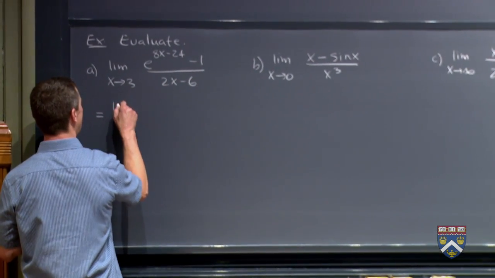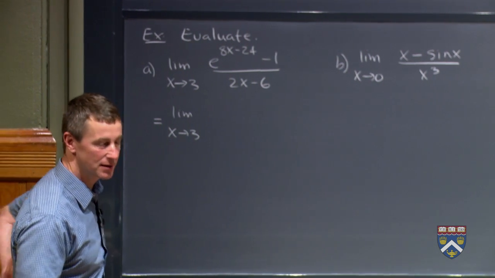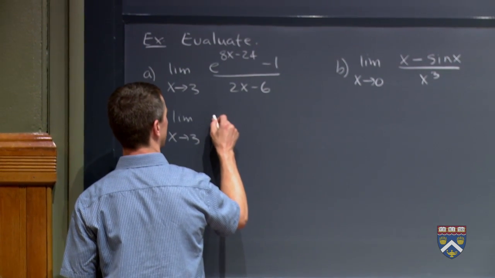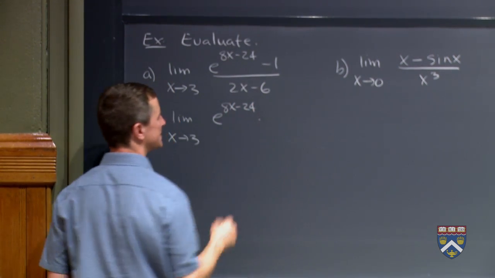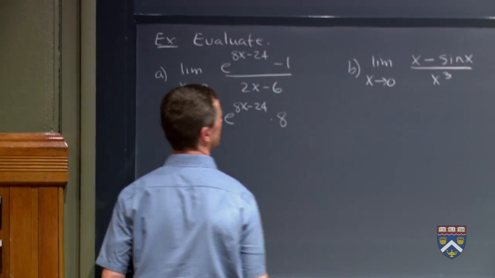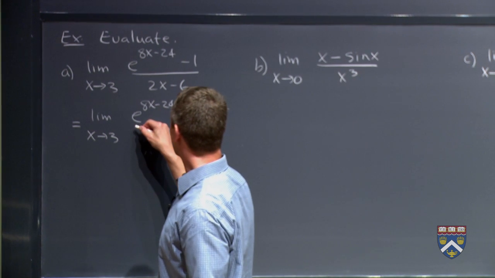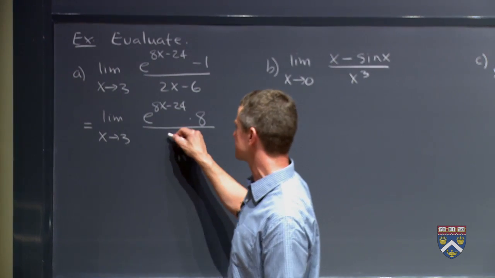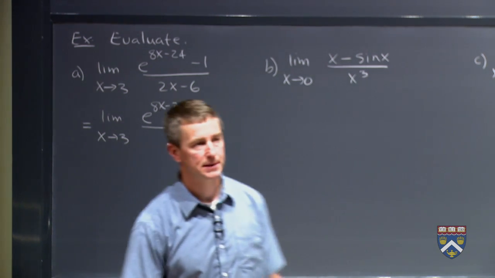It says we can take the derivative of the top and the bottom of the fraction. So the derivative of e to the something, we're going to have to use our chain rule there. So that's e to the same something. And the chain rule says take the derivative of the something. So the derivative of 8x minus 24 is 8. And the derivative of 1 is 0 because 1 is a constant. And on the bottom, the derivative of 2x minus 6 is 2. Remember, derivative just means slope. So the slope of 2x minus 6 is just 2.